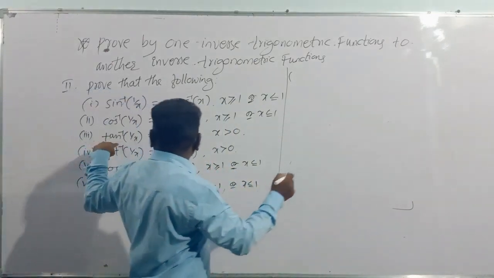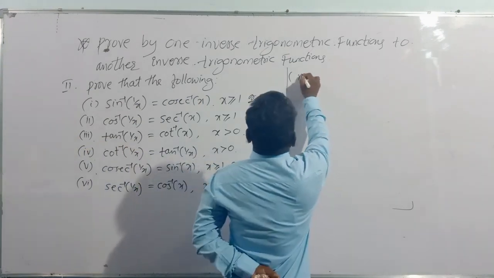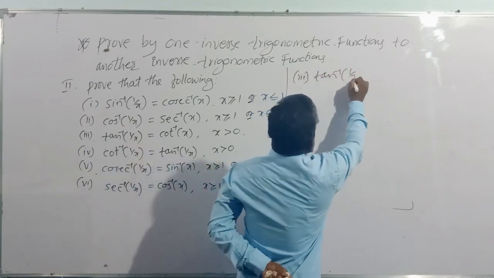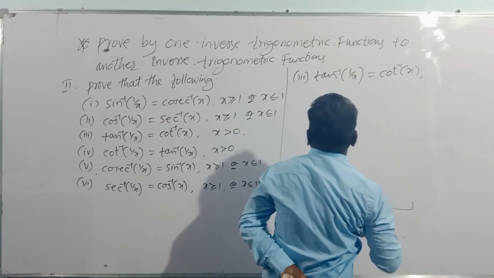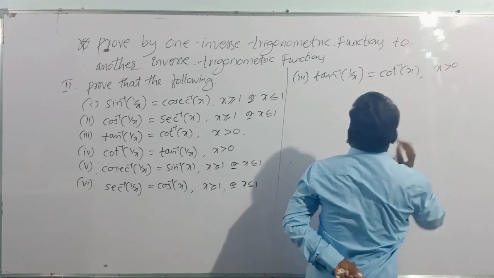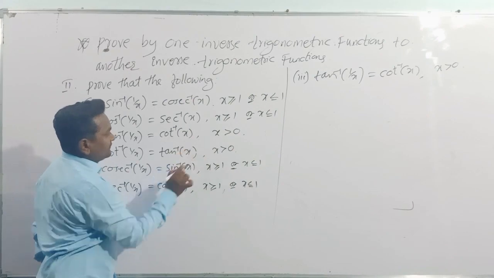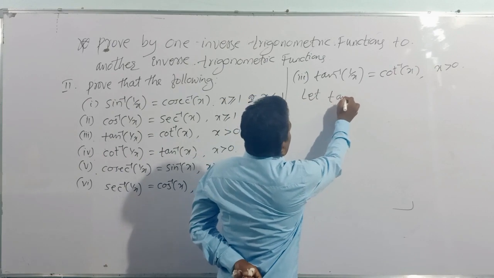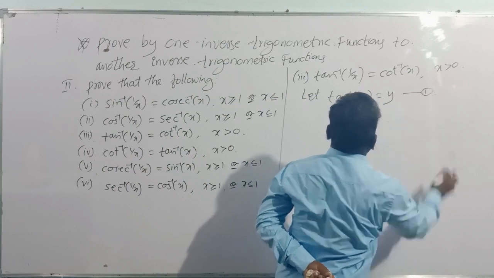Now third one is tan inverse 1 by x is equal to cot inverse x. Let's prove it. x greater than 0 here. Now let tan inverse 1 by x is equal to y. Take it as equation number 1.